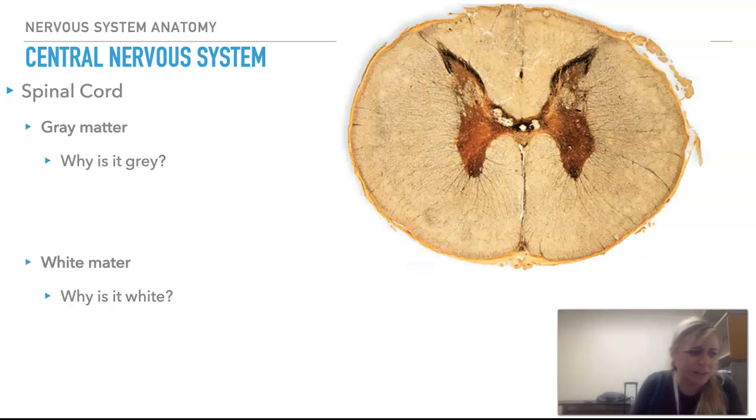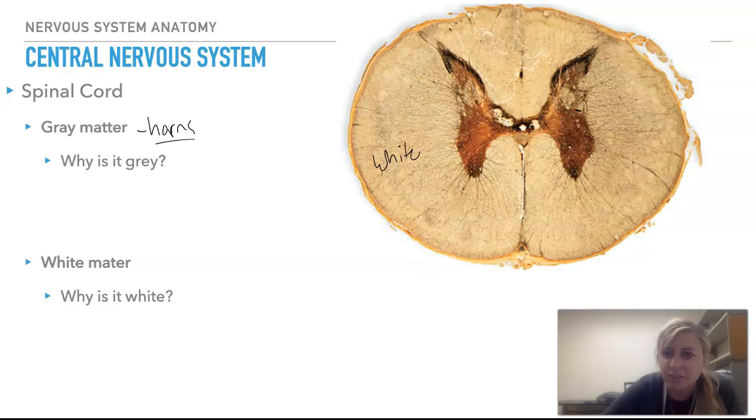The last thing we're going to look at here is a cross-section of the spinal cord. So the spinal cord, just like the brain, also has gray matter and white matter, except you can see it's inverted. So in the spinal cord, the white matter is towards the outside, so this is all white matter. And the gray matter is deeper, and the gray matter forms kind of like a butterfly here. These are called horns. And remember, it's gray because there's not a lot of myelin sheaths in there. There are a lot of cell bodies.